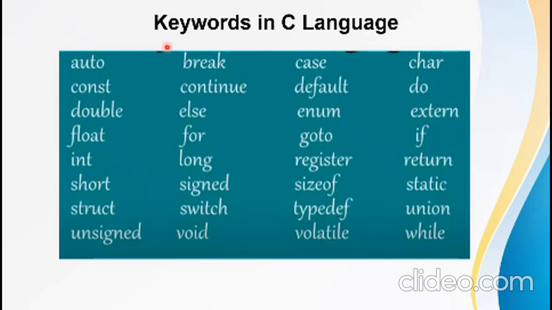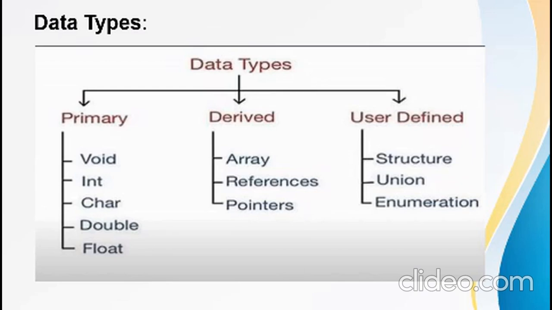Keywords in C language. These are the keywords in C language, for example: auto, const, double, float, int, short, struct, unsigned, break, continue, else, for, long, signed, switch, void, case, default, enum, goto, register, sizeof, typedef, volatile, char, do, extern, if, return, static, union, while. So these are the keywords in C language.